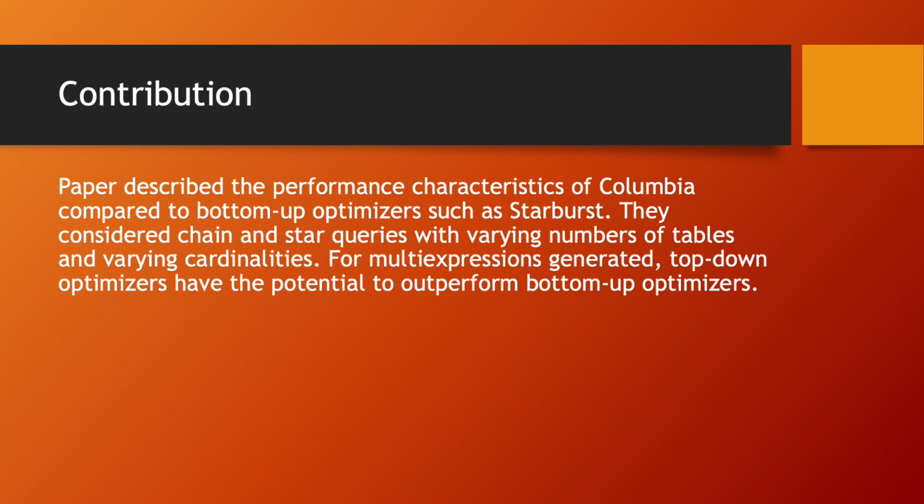The paper described the performance characteristics of Columbia compared to the bottom-up optimizers such as Starburst. They consider chain and star queries with varying number of tables and varying cardinalities. For multi-expressions generated, top-down optimizers have the potential to outperform bottom-up optimizers.